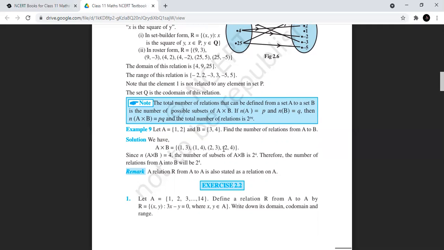So here also 2 is repeating. So 2 has two images. 2 is mapped with 3 as well as with 4. So this is not a function. Okay, in a function, the opposite can happen. We can have the images repeat. Maybe I can have 1 with 4, 2 with 4, 3 also with 4. So the image is repeating, no problem, but the pre-image should not repeat. Then it's not a function.